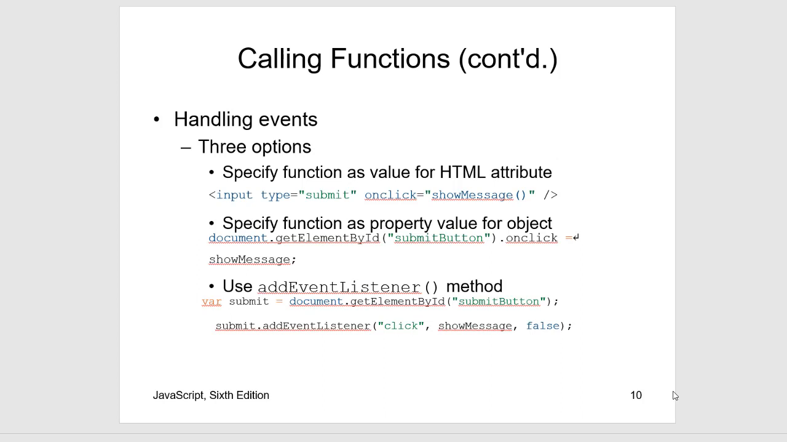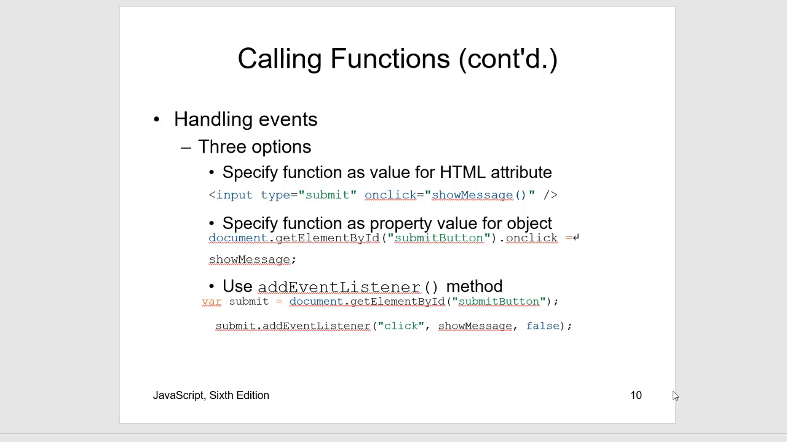Handling events, these are specific functions. Whenever you see a function has open and closed parentheses after it, and if that function is associated with an object, then it will be called a method. But they still look like this. In these examples that show here, we can specify a function as a value. So onClick equals show message means that when the user clicks on this particular submit button, it's going to run the JavaScript function called show message. You can also specify that as a property.